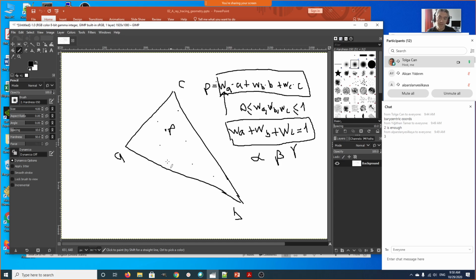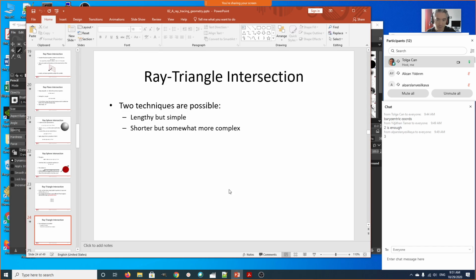So these 2 angles, latitude and longitude, could be used to parameterize a sphere with 2 variables. And just like that, we parameterize our triangle with alpha and beta, or alpha, beta and gamma. If beta and gamma are given, alpha is simply equal to 1 minus beta minus gamma. This is the barycentric representation, and by using this equation, we can also put our ray equation into this and then solve the intersection.